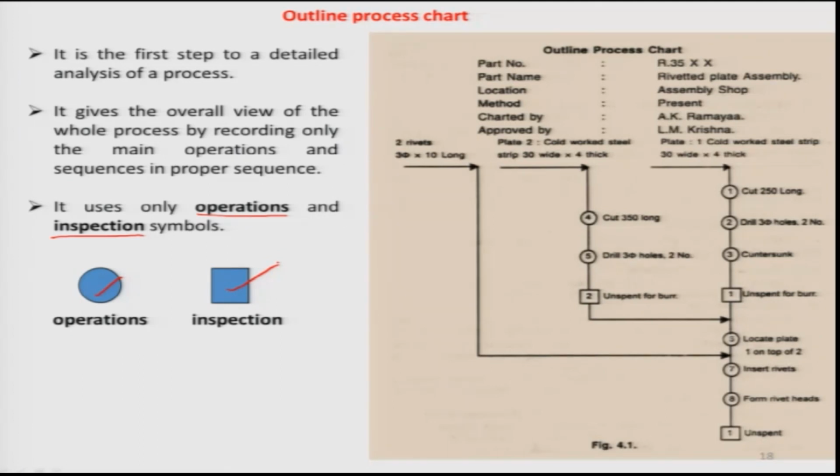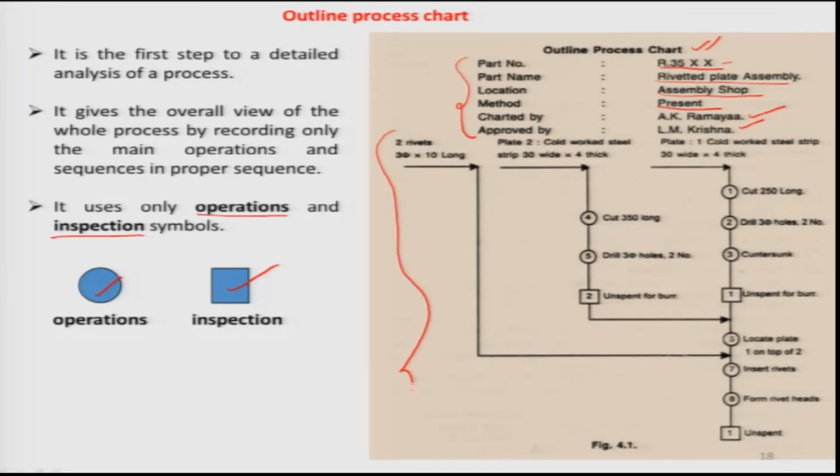Here I am explaining using one example. This is an outline process chart made in some industry. Here you can see each word has some significance. Part number is for recognition purposes, for which part you are making this chart. Part name is repeated plate assembly, the location where it has been done is the assembly shop, then the method used, charted by, who is the working personnel who made it, and who has approved it.